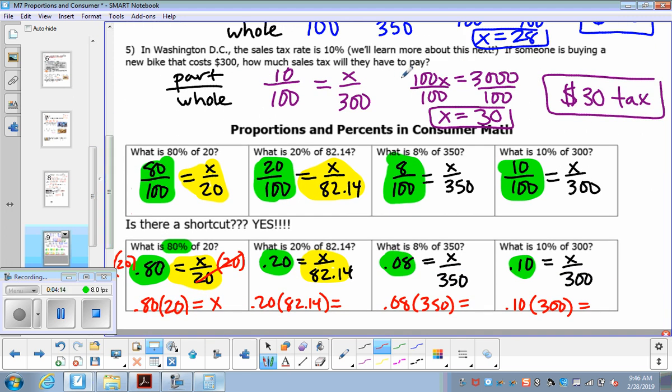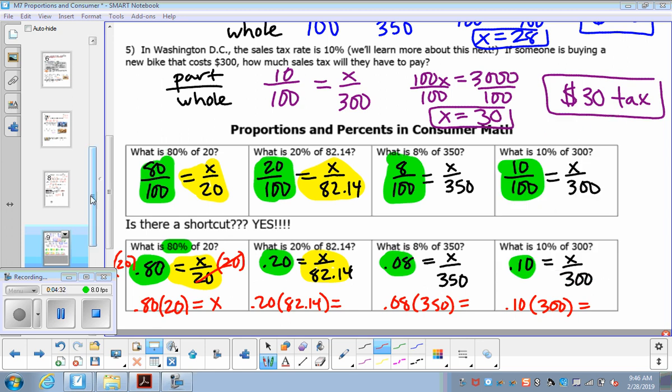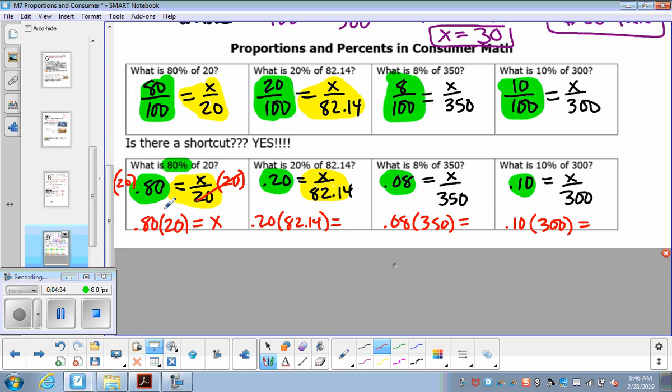And for the question about 10% of the sales tax in Washington, D.C., 10% is the part out of the whole, and we can set up a proportion, but the shortcut is, if 10% is 0.10, you can just multiply the 0.10 times the $300 to see that somebody would pay $30 in sales tax. So the shortcut is to just multiply the decimal by the dollar amount, or the decimal by the number of questions, and that'll tell you what the percent was.